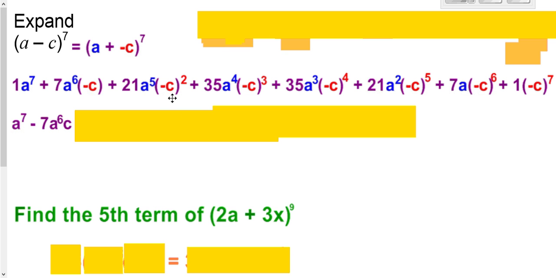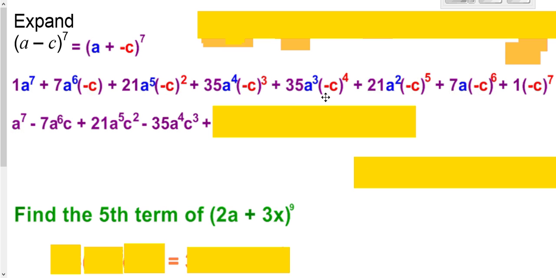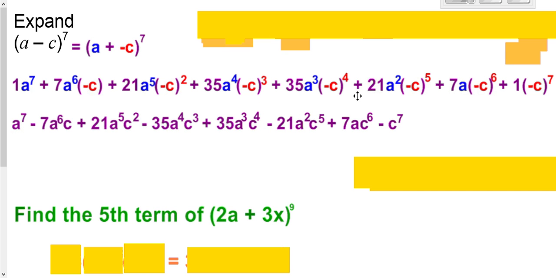When I work this one out, a negative c squared, a negative squared is positive, so that does not change it. But now for the next one, I have a negative raised to an odd power, so that's going to be negative. And so I have this. And then I continue across, simplifying. Remembering that a negative to an even power is positive, while a negative to an odd power is negative.